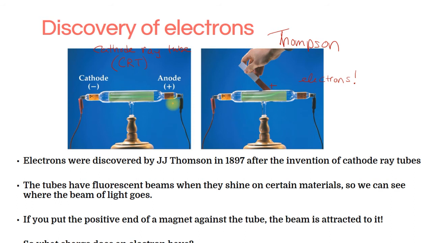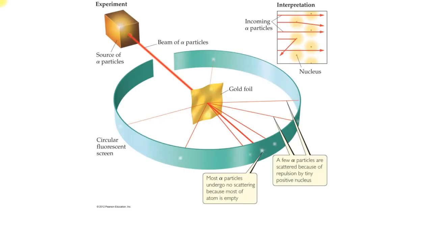Okay, so CRT has given us TV and computer screens and all kinds of stuff. It's really great technology that is still used today in other places for different things. But they were first used to discover electrons, because the beam is attracted to the magnet, so it bends towards it. That means it's negatively charged. So that's how electrons were discovered.